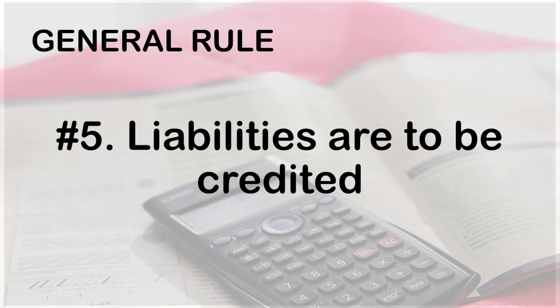As a general rule, liabilities are to be credited. Remember our equation, liability is on the right side because that right side composes the credit accounts like liabilities. Exception, under the exception, liabilities should be debited when you are reducing your liability as when you are making payments. So let's have a simple illustration.